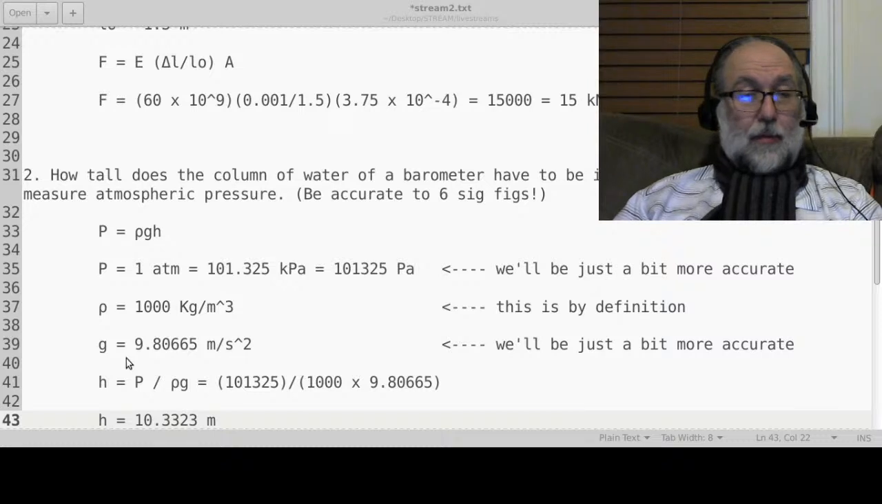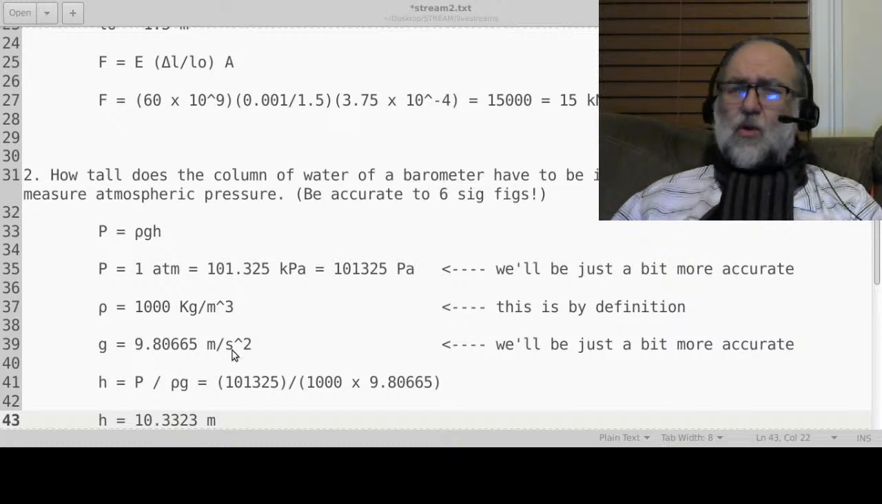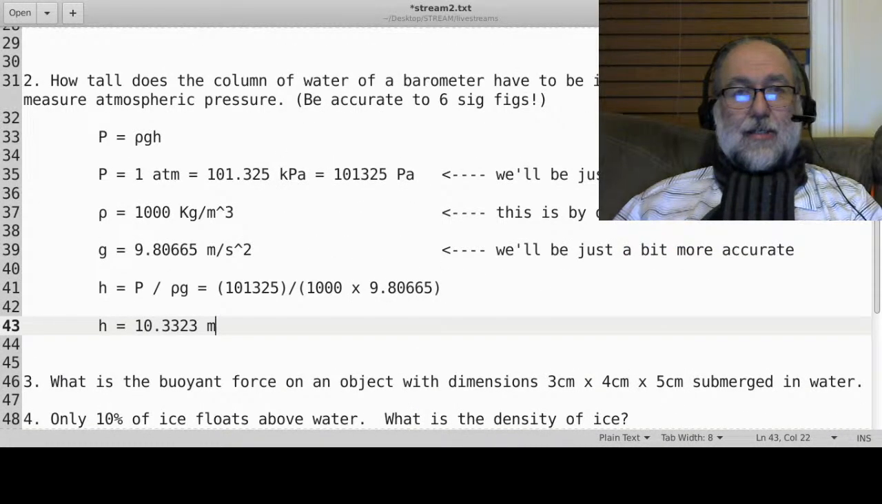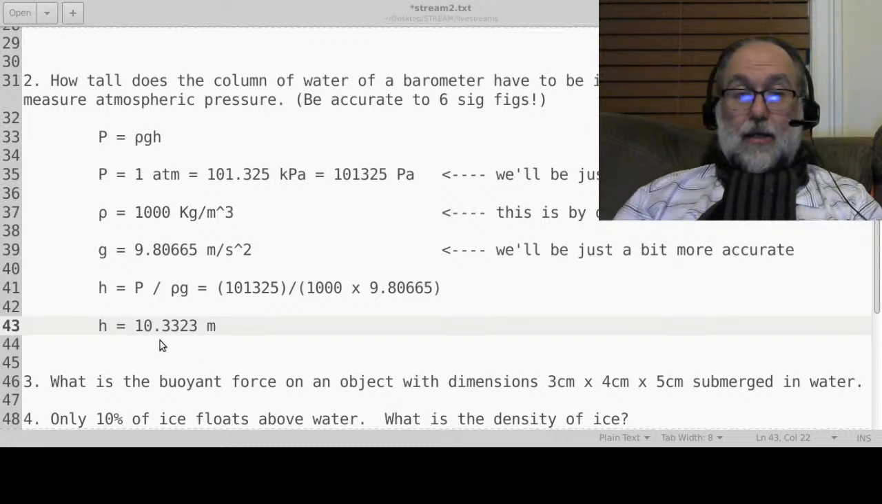But here, again, I looked this up on Wikipedia. The acceleration due to gravity is 9.80665 meters per second squared. So very accurate number there. And the height, that's what we want to find. So I just took this formula here, rearranged it, h is equal to P divided by rho g, plugged in the numbers, and I found that it takes 10.3323 meters, like 10 meters and 33 centimeters, like 10 meters and a third. So that's quite high. That's like over 30 feet.